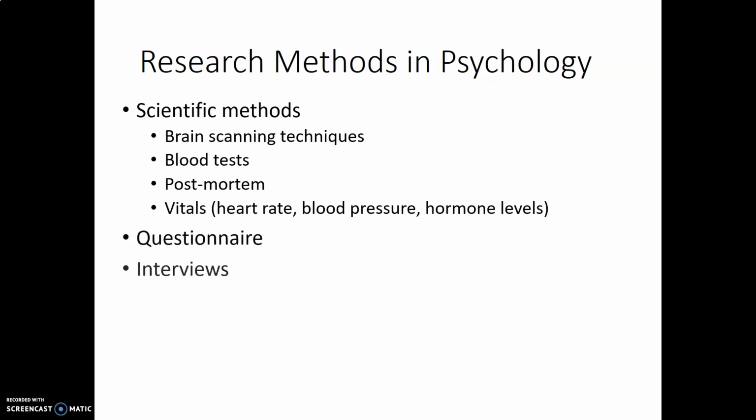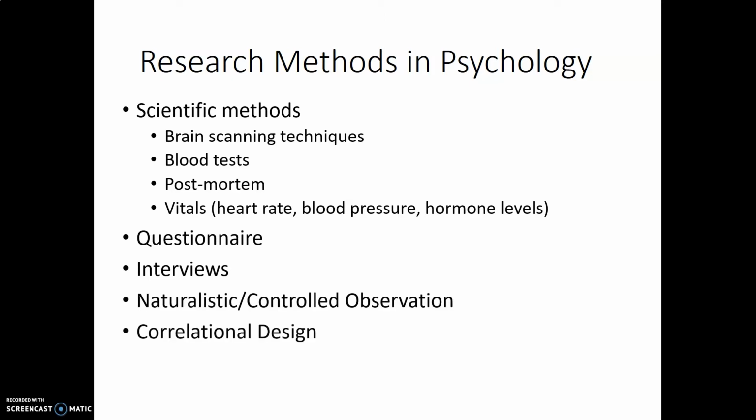We use questionnaires, interviews, naturalistic and controlled observations, correlational design studies, and also experimental designs where the researcher is manipulating the independent variable to see what effect it has on the dependent variable.